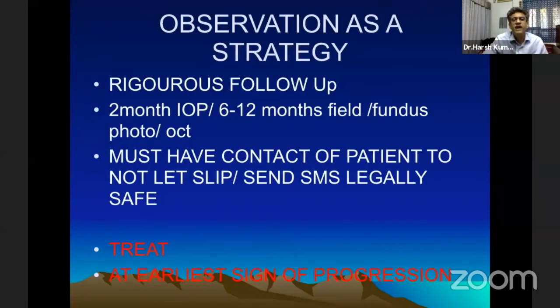So observation has to be rigorous. Two-monthly IOP must be done, 6 to 12 monthly fields or fundus photo and OCT must be done. Must have a contact number of the patient and send them an SMS so that you are legally safe, and treat at the earliest sign of progression.